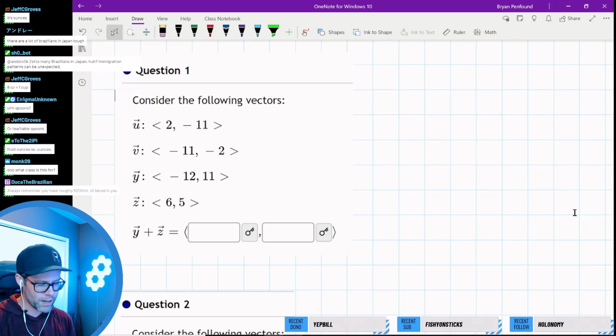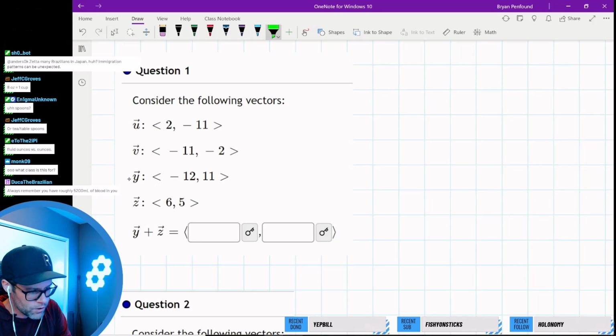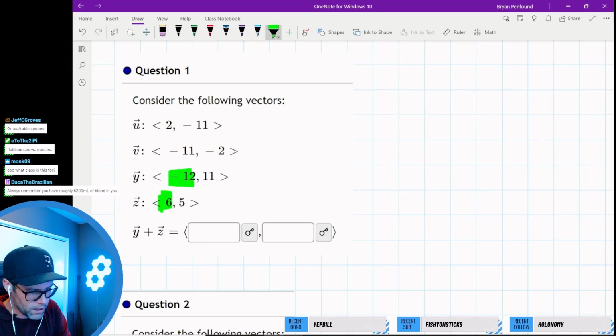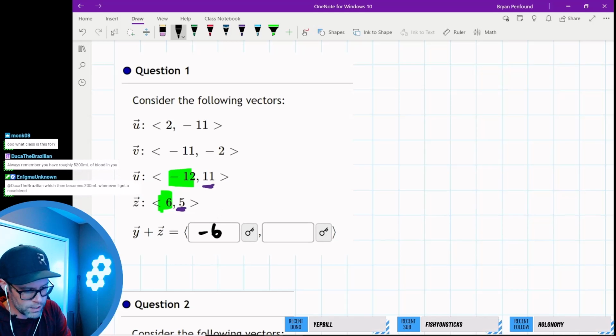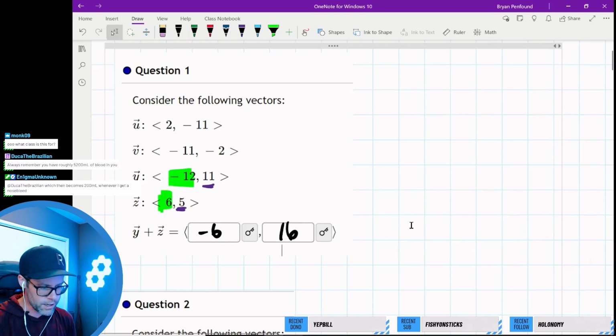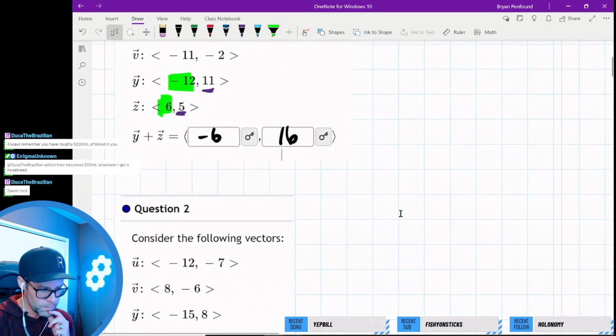Consider the following vectors. What is y plus z? Well, we kind of do addition similar to matrices. We're going to add component by component. So we're going to take the first component of y, the first component of z, and then we'll add the second components afterwards. So negative 12 plus 6 should get us up to negative 6, and then 11 plus 5 should get us up to 16. So that'll be our vector addition for the first example.